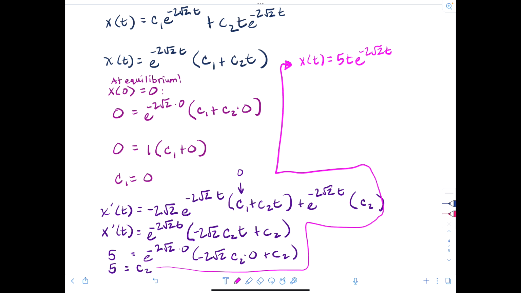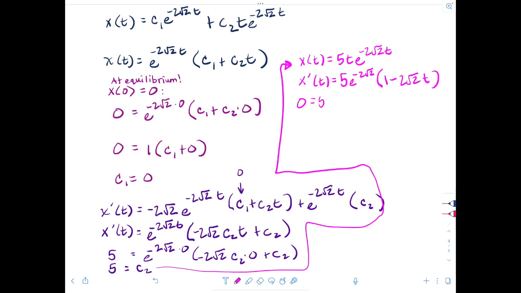And x prime at t will now be equal to 5 e to the negative 2 root 2 times 1 minus 2 root 2 times t. Cool, cool? All right, now if we set that derivative equal to 0 and solve, then we'll get our critical number for t, right? So here we go, setting x prime equal to 0 and solving.